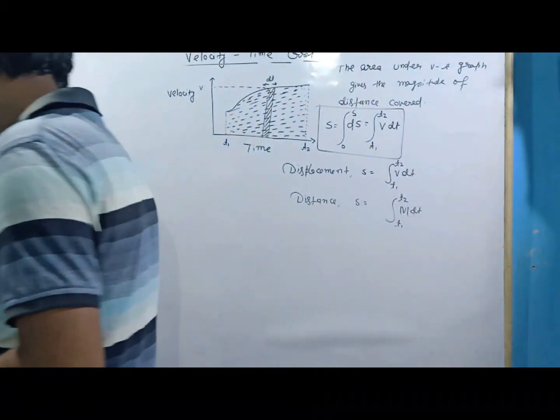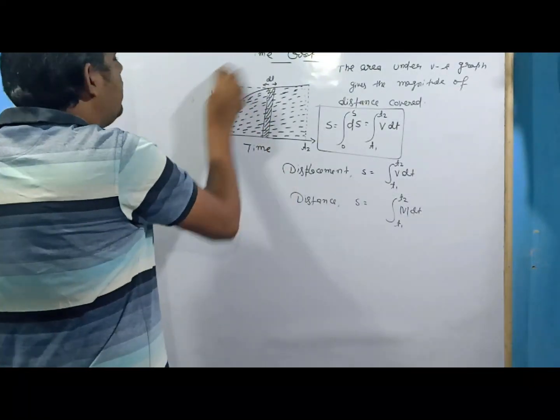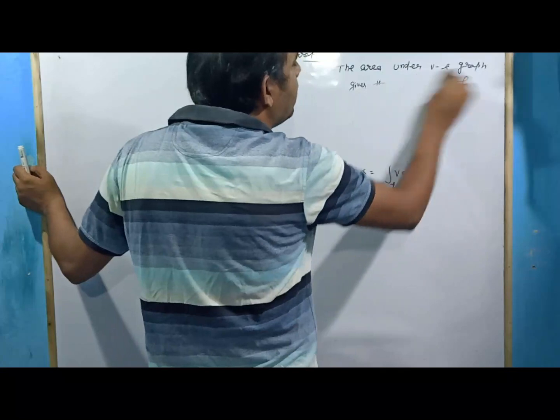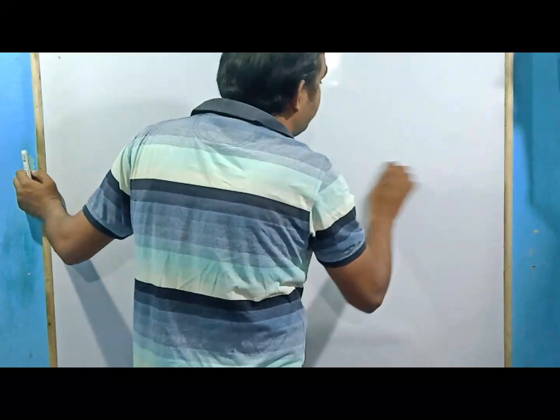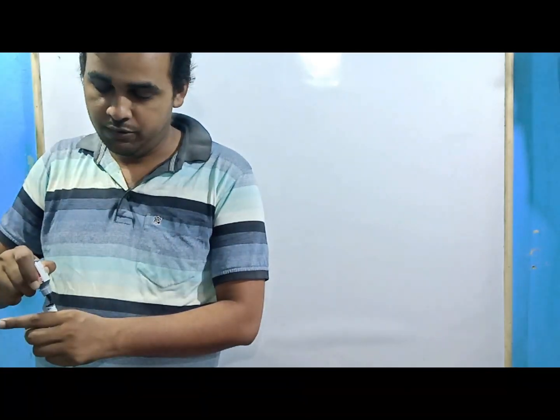Okay, so let's go for some more velocity time graphs. In the previous class, we learned how to draw the graphs of distance and time, or position and time. Now today we are going to discuss the various velocity time graphs, and in what condition the velocity time graph should look like. So we are going to discuss all the graphs in very detail. Okay, so let's start with the graphs.